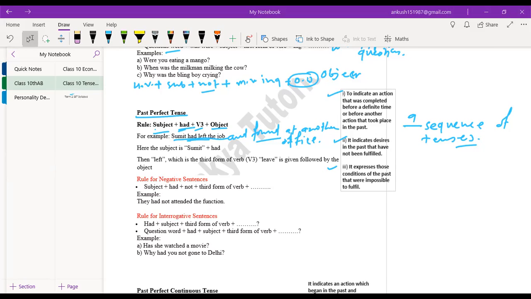Are you able to see the screen? Which screen? Written screen. Yes, sir, we are.